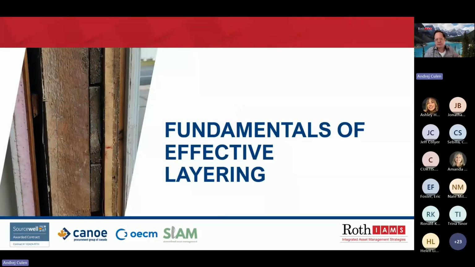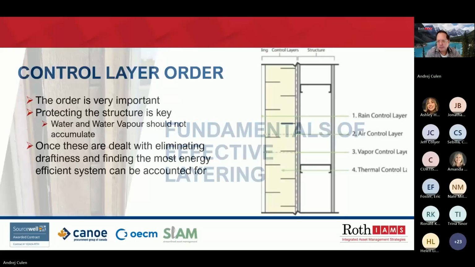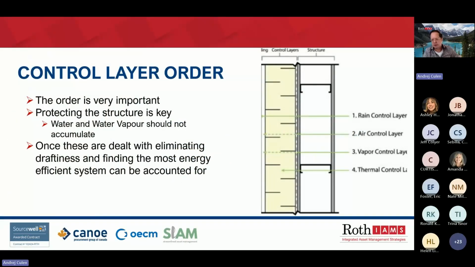So, fundamentals of effective layering. The order of the control layers is very important. Simply keep the structure on the inside and it will stay dry. As a reminder, the four control layers are the water, rain control layer, the air control layer, the vapor control layer, and the thermal control layer.